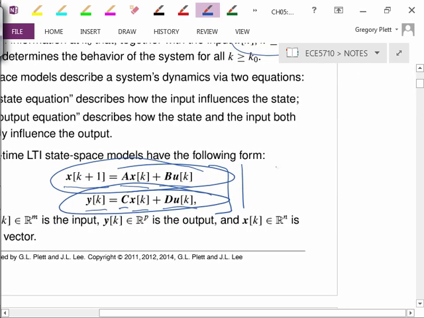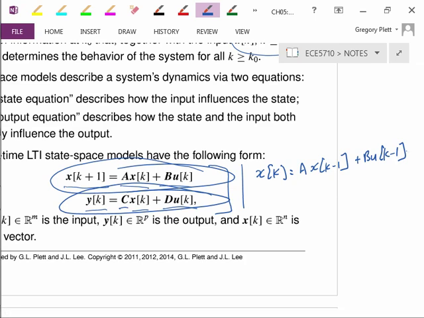Equivalently, I could even write this, if you wish, x of k equals A times x of k minus 1 plus B times u of k minus 1. I'm sure we'll see both forms because both are equivalent. k is a relative time index. In the equation, we implement it as an absolute time index. But this second form says the present state is a recursive function of the past state and the past input.